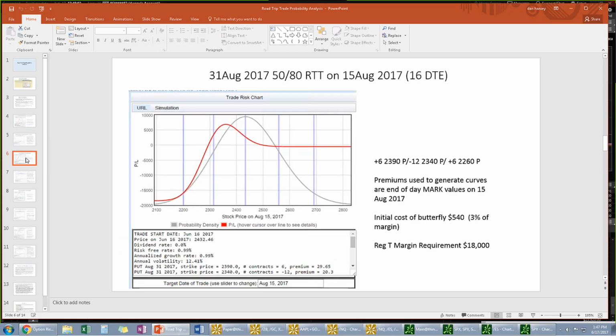Okay, so now let's go to a 50-80, but we're not going to take it all the way to expiration. We're going to take it to the 15th of August. So the same setup, the same risk-free rate, same strikes, same everything. But notice now that we have a fairly large area of the payoff curve, that's the red curve, that is sitting above and outside of the bell curve of the underlying.